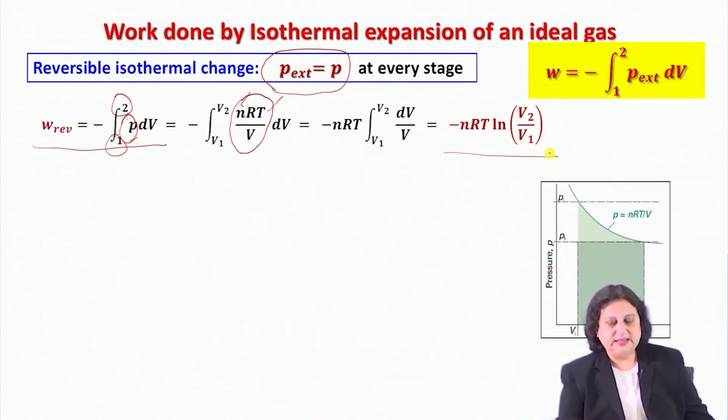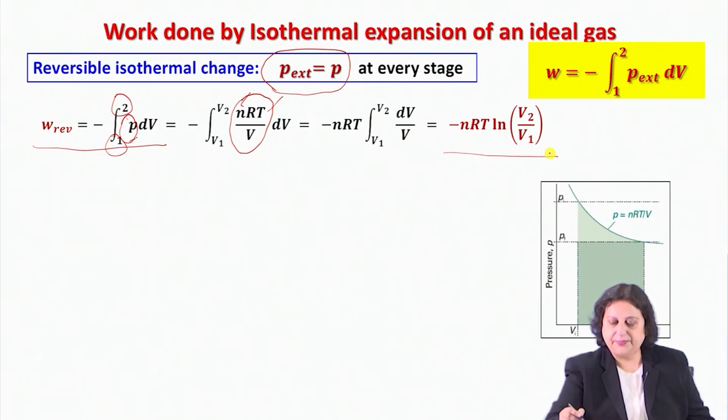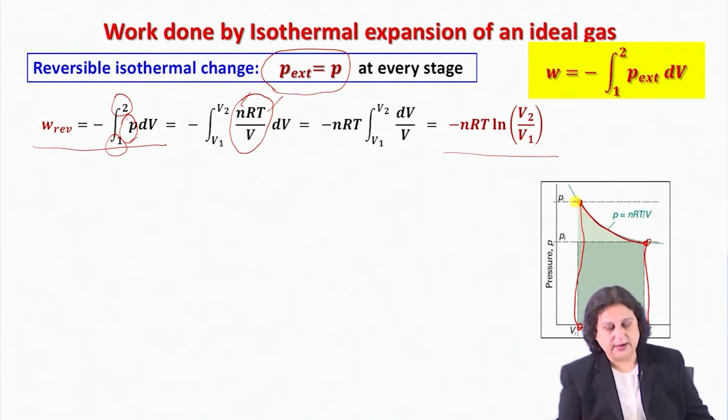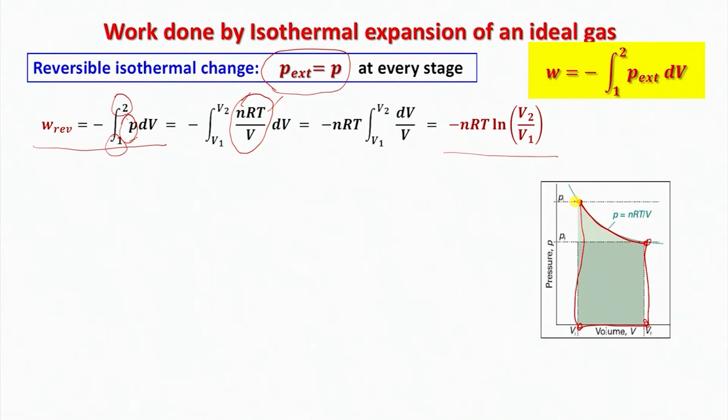Now, obviously, this expression tells me that if I have this PV indicator diagram, then the area enclosed by these 4 points and this entire big area is equal to the amount of work done in this reversible process.